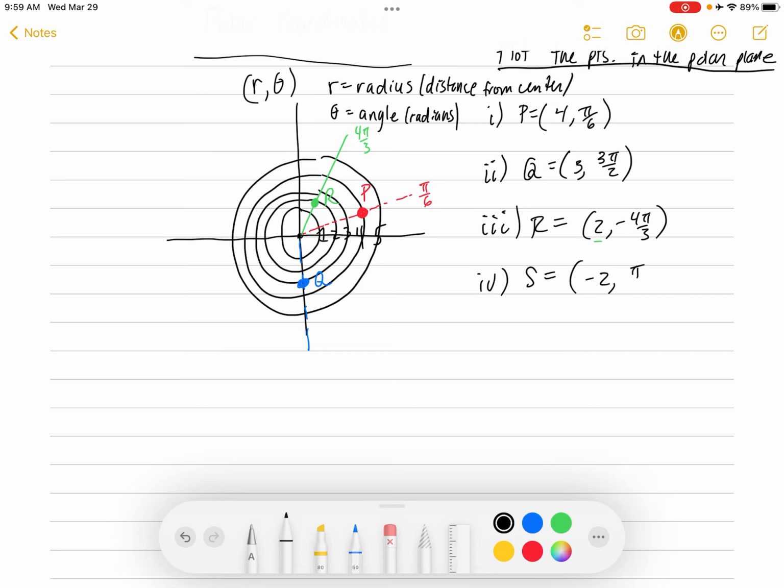Let's plot a point called S: negative 2, comma, pi over 4. First I'm going to start off with an angle of pi over 4. I'm going to make this one yellow. So pi over 4 is just your typical 45 degree angle, right?